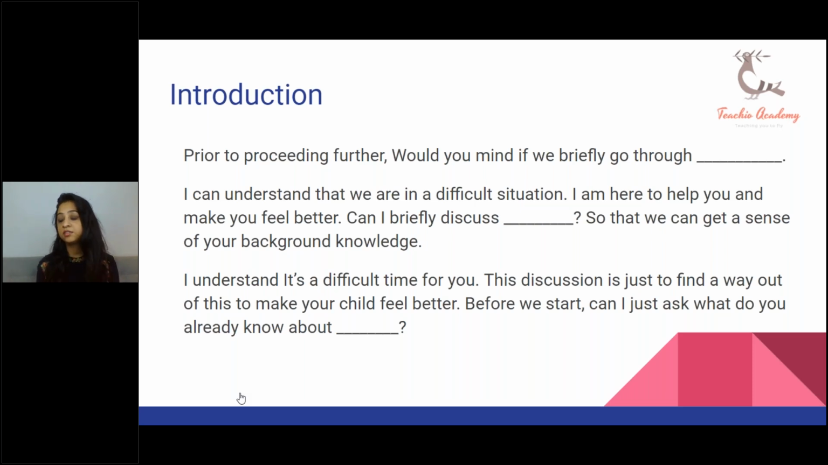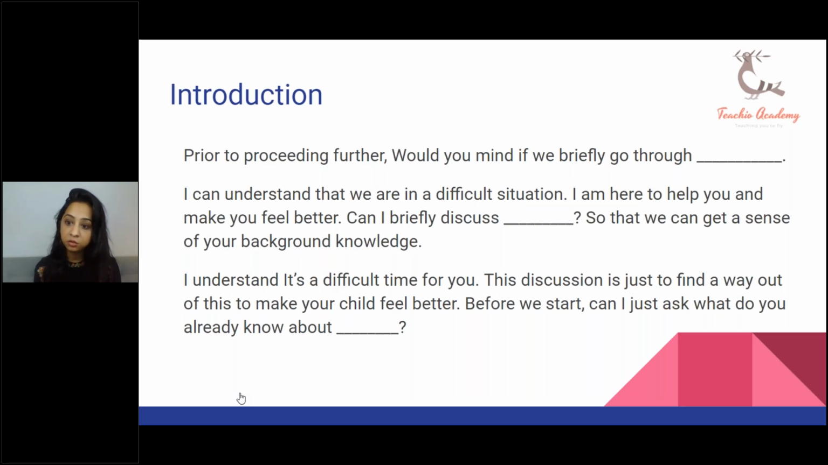anxious, you can say, I can understand that we're in a difficult situation. I am here to help you and make you feel better. Can I briefly discuss whatever history you want to discuss, so that we can get a sense of your background knowledge. Okay, I understand it's a difficult time for you. This discussion is just a way to find out, is there a way to make your child feel better? Before we start, can I just ask, what do you already know about eczema?